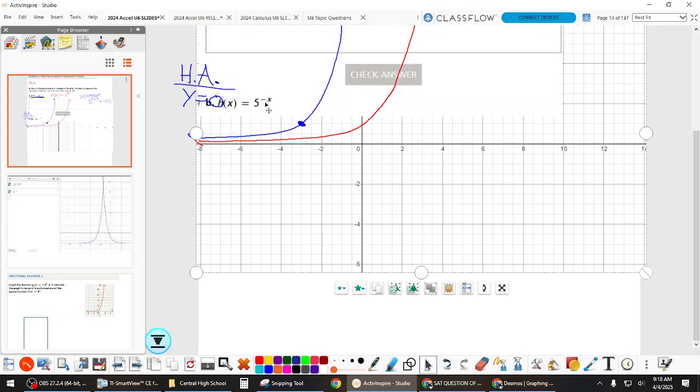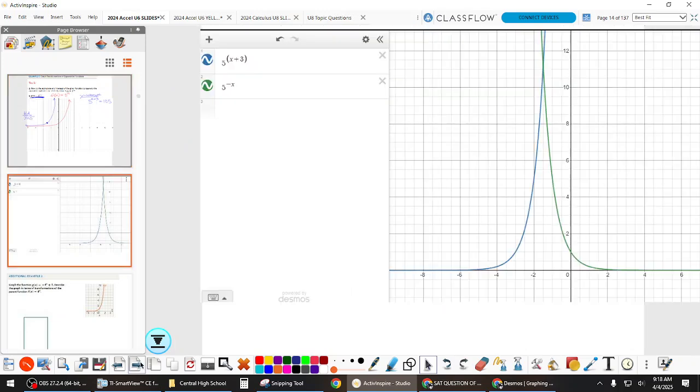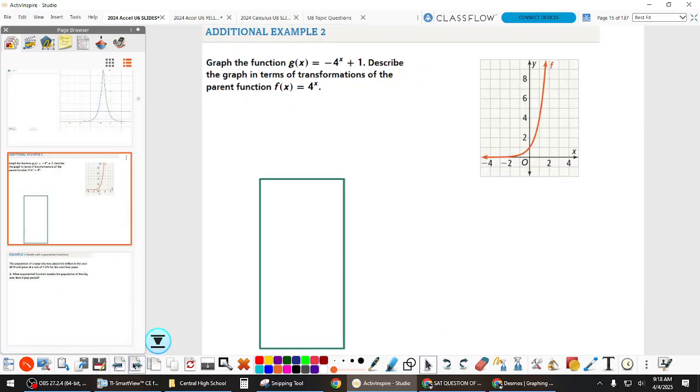What does a negative x do you think? It flips it. It's going to reflect it over the y-axis. Okay? So it's going to look like decay now. In fact, the green one is that function. So do you see how it makes it look like decay, even though the base is 5? And then there's our blue. The blue one is the one we just graphed. What else?